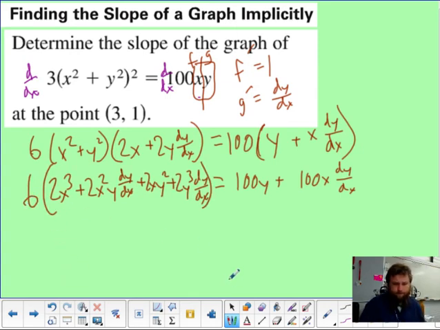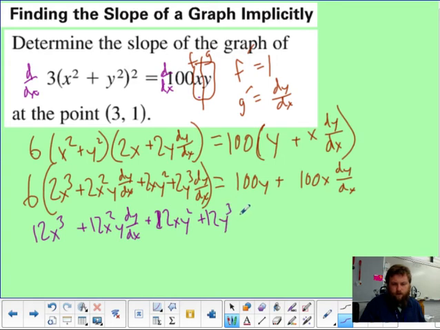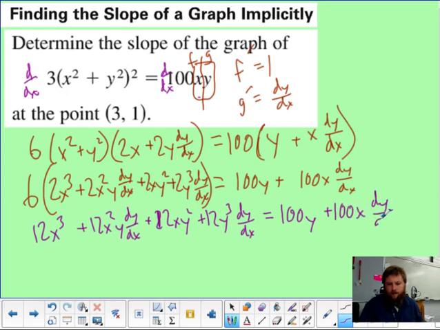All right. So distribute that 6. I'm going to get 12x cubed plus 12x squared y dy/dx plus 12xy squared plus 12y cubed dy/dx. This is a lot of work. That's okay. Equals the same thing on this side. So 100y plus 100x dy/dx.